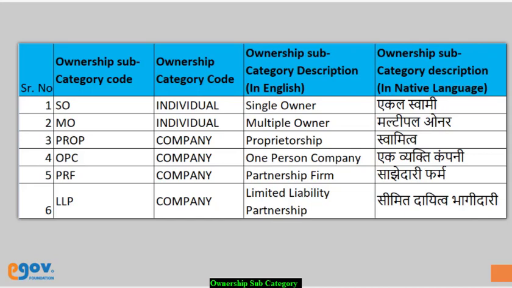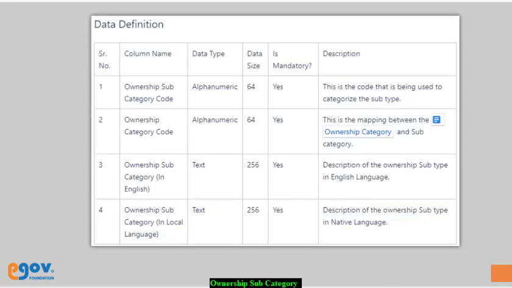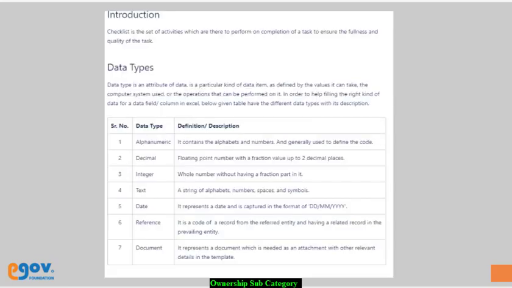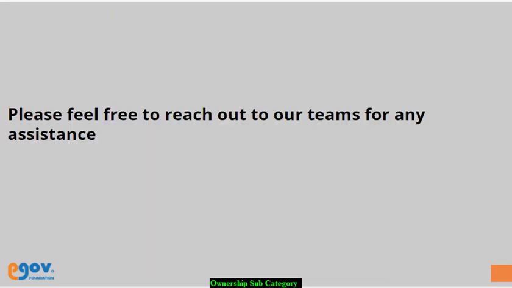To know specific requirements of the individual column, please refer to the data definition table for ownership subcategory detail. After filling the data into the template, refer to the checklist to ensure the data accuracy and data entry requirements are met. For any query or assistance, please feel free to reach out to our team.